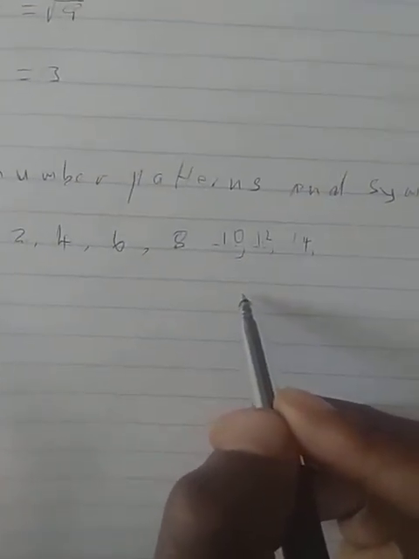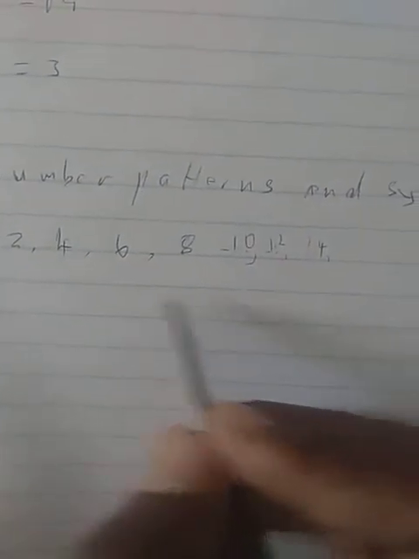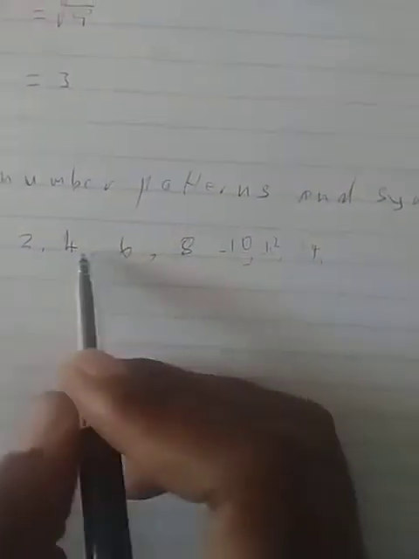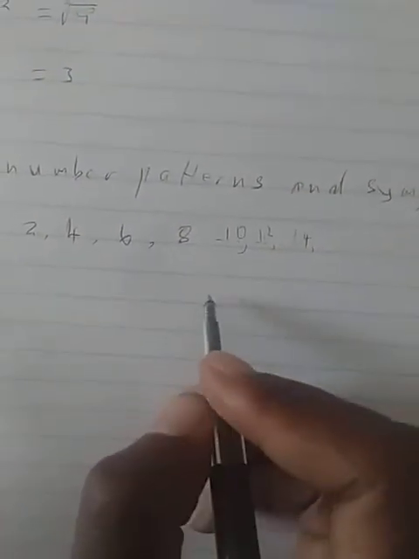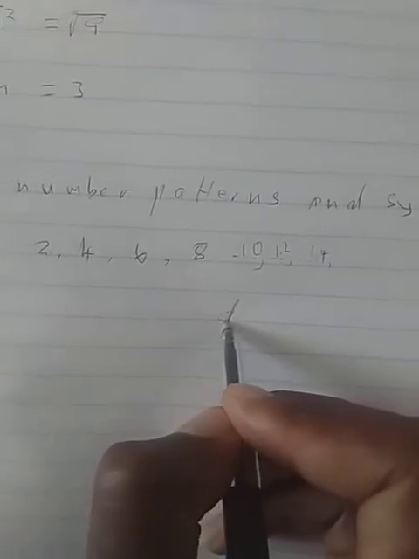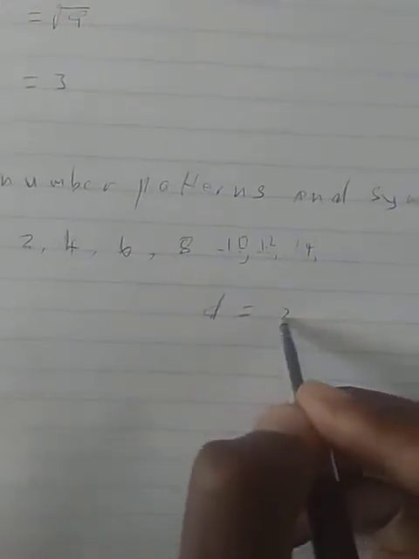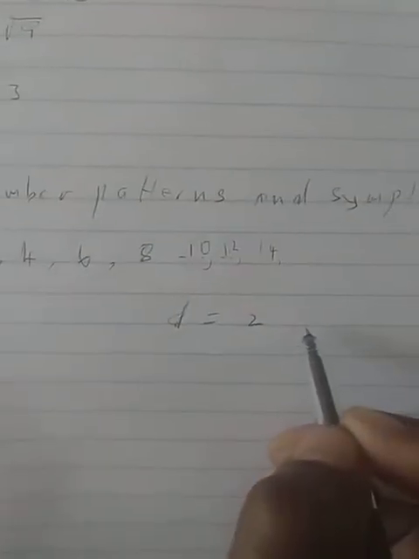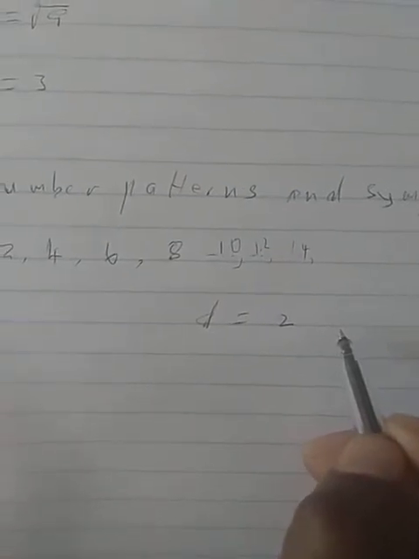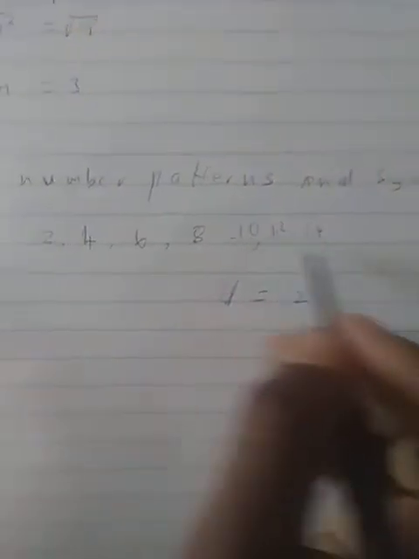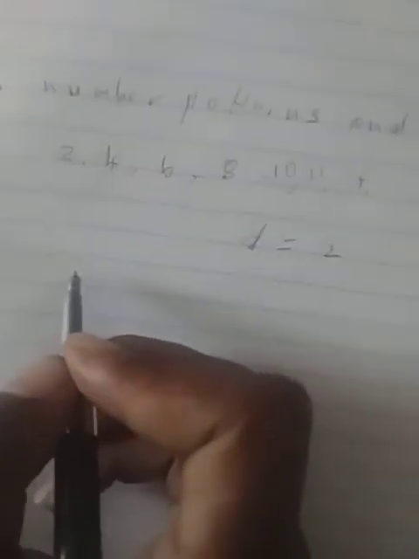If they are asking about the common difference, what is the common difference of this sequence? The common difference represented by D will be 2, because that's what we are adding. They can move around things.